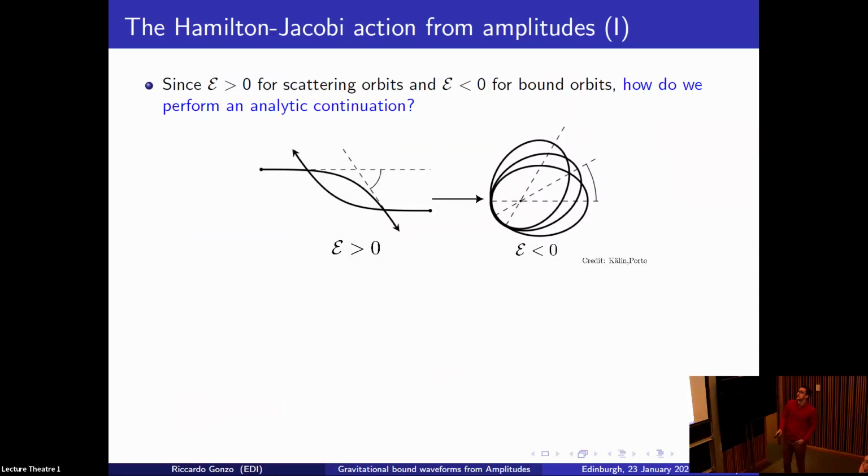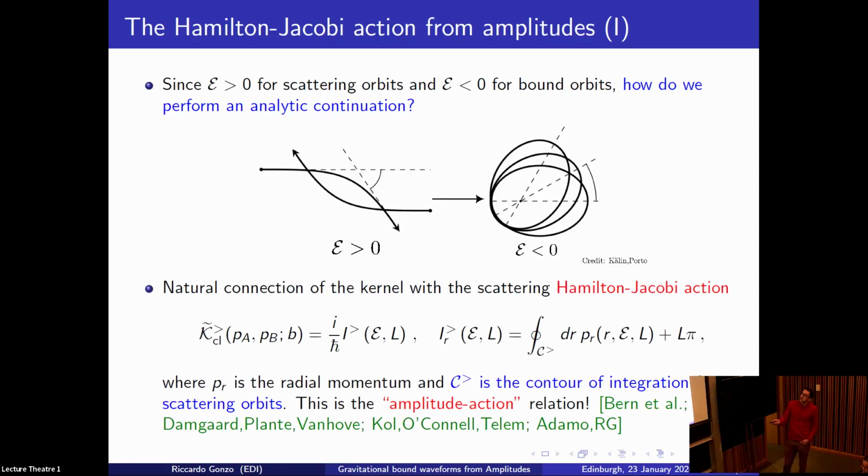So, okay, this is the picture that was in the first paper on the boundary to bound by Kälin and Porto. So for binding energy greater than 0, you have scattering orbits, while for binding energy less than 0, you have bound orbits. And what they found was a way to do the analytic continuation of the radial action. And the interesting thing is that this kernel that I showed before can be written, at least up to 2PM, also at 3PM order, in the conservative part, in terms of some radial action up to a constant. This is the amplitude-action relation that's shown in the paper by Bern et al. and then revisited by these people.